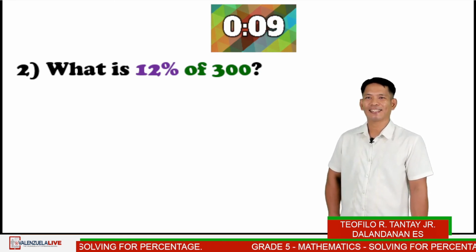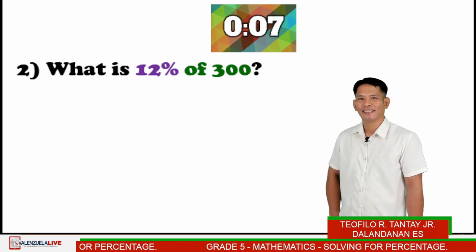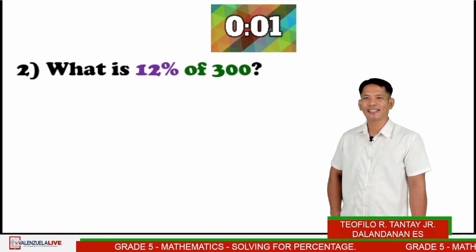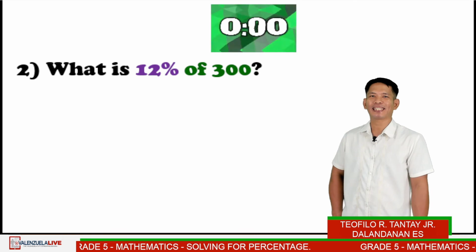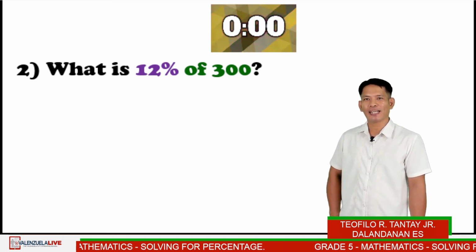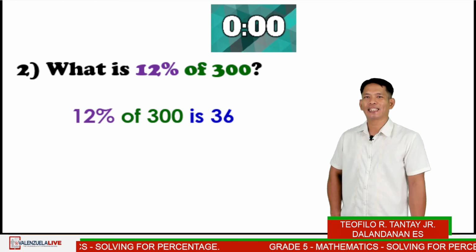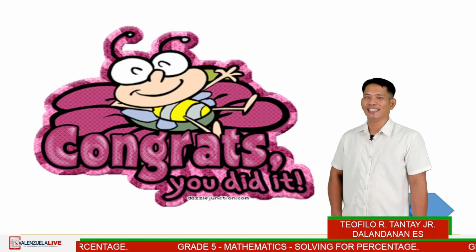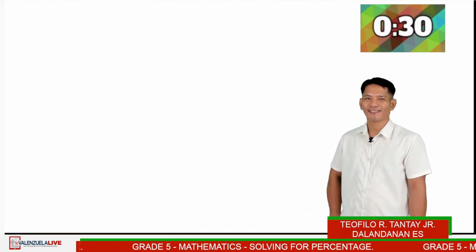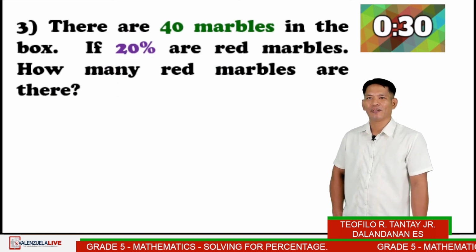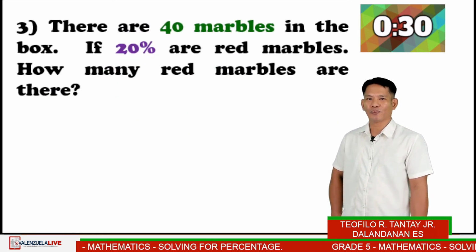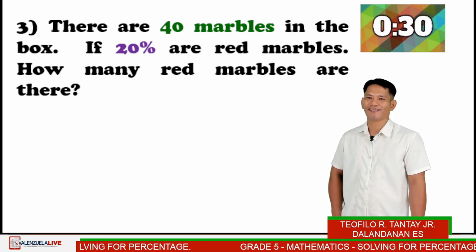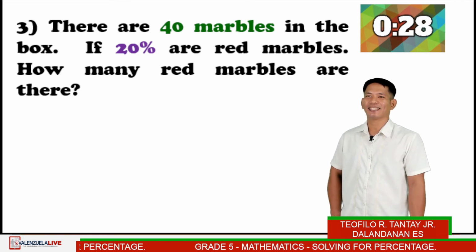Last 10 seconds. 5, 4, 3, 2, 1, time's up. Okay, so what is 12% of 300? Grade 5, of course, the answer is 36. 12% of 300 is 36. Very good. Okay, next one. Another 30 seconds. There are 40 marbles in a box. If 20% are red marbles, how many red marbles are there? 30-second timer starts now.